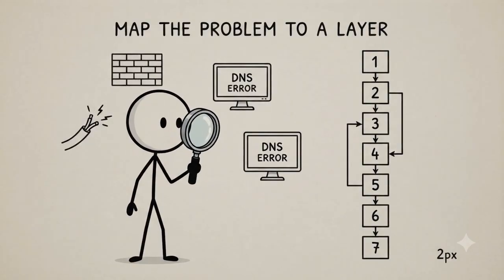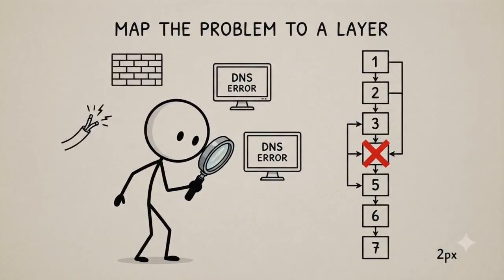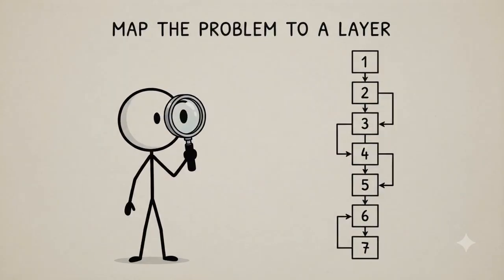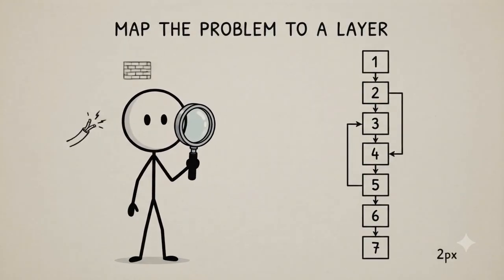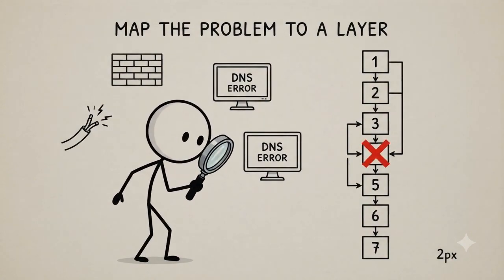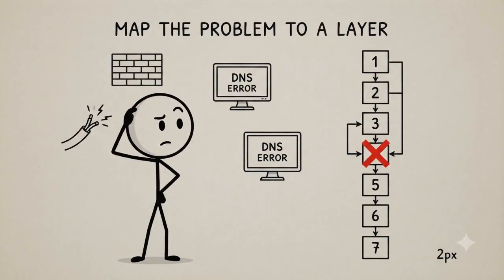Cable unplugged, layer 1. MAC table issue, layer 2. Wrong default gateway, layer 3. Firewall blocking port 443, layer 4. DNS down, layer 7. Master that mapping and you've already passed the OSI section.